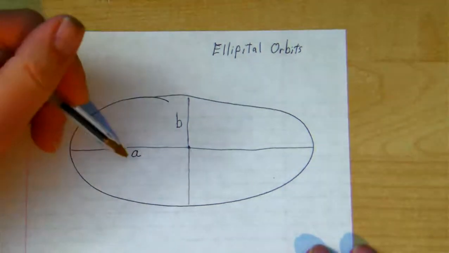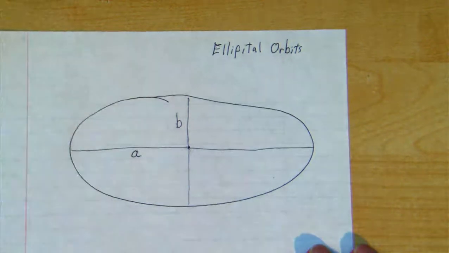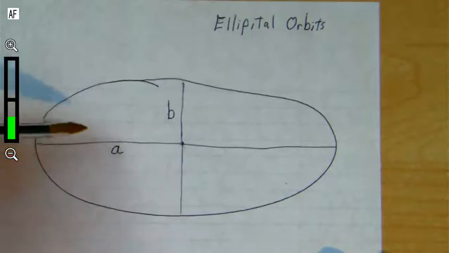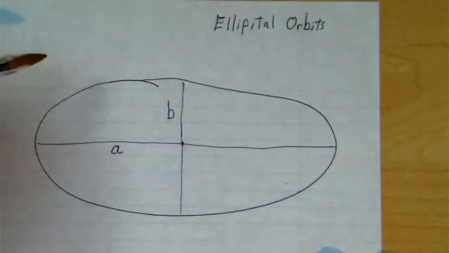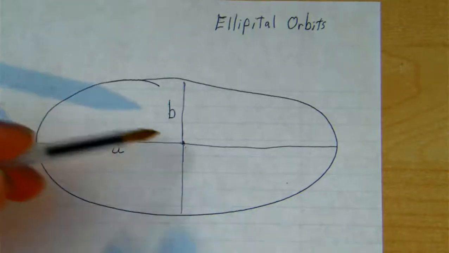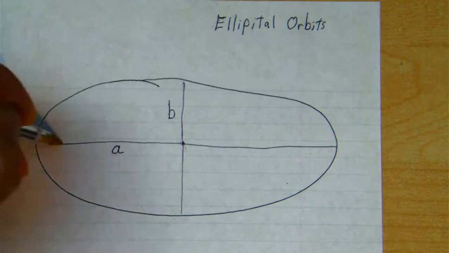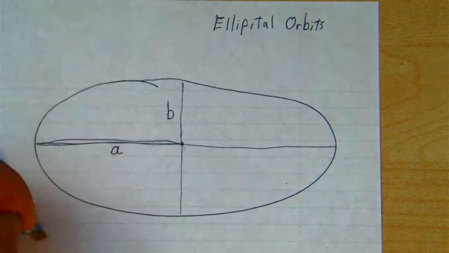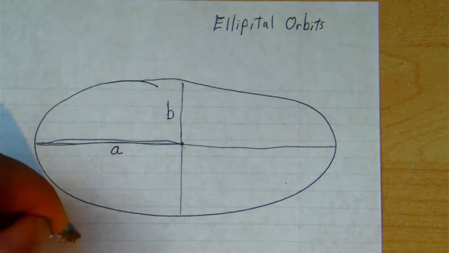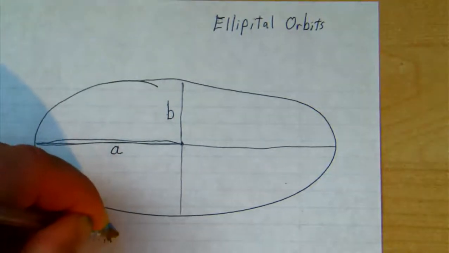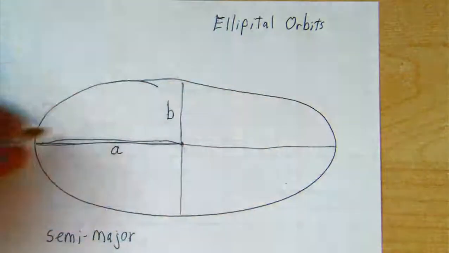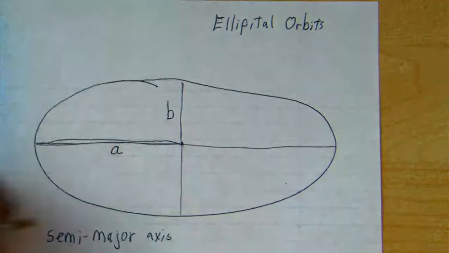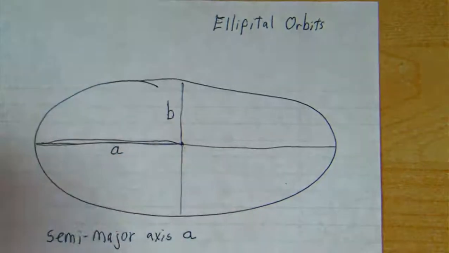Now, don't get confused. You've seen letter A when I talked about physics, and we use letter A to represent acceleration. Here, letter A is a geometric distance, and it's called the semi-major axis. Semi-major, meaning half the long length of the ellipse, axis, lowercase letter a.